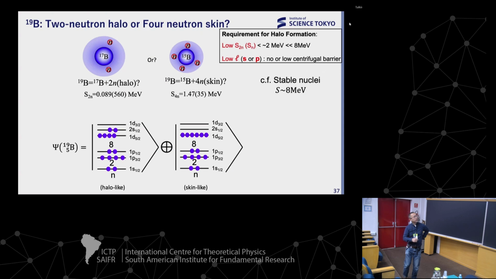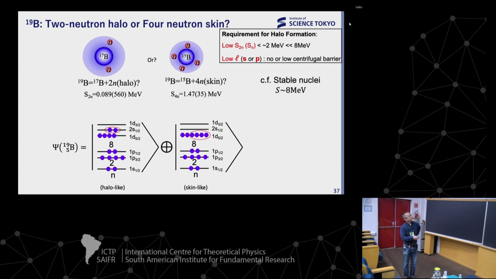So about boron-19, there's a discussion whether boron-19 is a 2-neutron halo nucleus because the 2-neutron separation energy is very small. And also the last 2 neutrons may reside in the S1/2 orbital like this. While boron-19 can be a 4-neutron skin, especially if the 4 neutrons are in D5/2 orbitals like this.